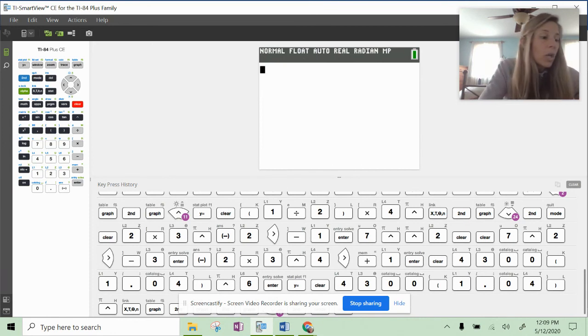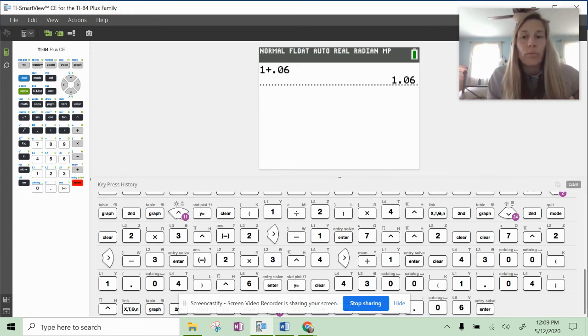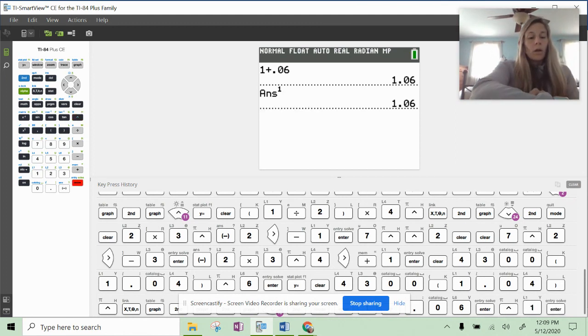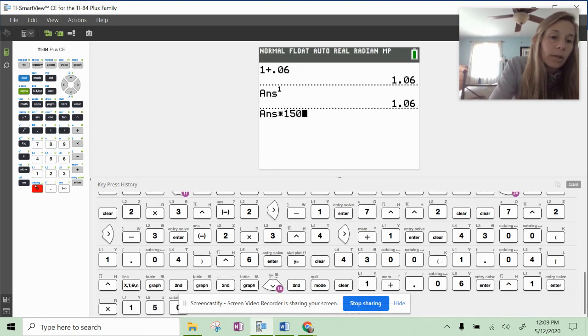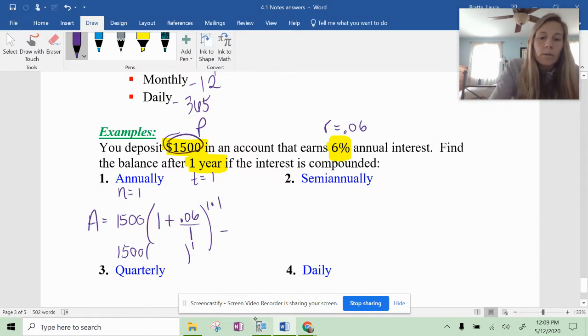So just do the part in the parentheses and save yourself trouble. Otherwise, you're going to need a whole bunch. So all you're doing in the parentheses right now is 1 plus 0.06. You can all do that, right? You probably already knew it is 1.06. Now you're raising it to the exponent, which we know is 1 times 1, which is 1. So if I raise that to 1, it's not going to change anything. Now I'm going to multiply that by the number out front, which is that 1,500. And I get 1,590. So that's how much money I'm going to have after 1 year if it's done on an annual basis.